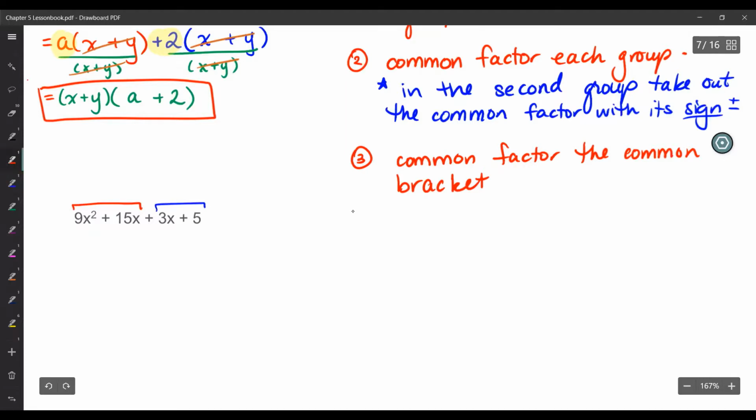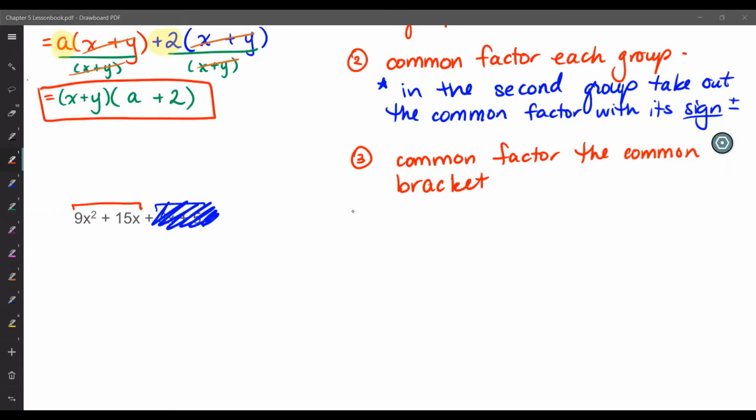You don't have to write it out, I'm just showing you what each of the groups are. But if you know, okay, I'm going to make the first two group one and the last two group two, that's fine. And then we will common factor from each group. So I'm going to ignore this for a second. And I just want to common factor 9x squared and 15x. So can somebody tell me what is the greatest common factor between these two terms?